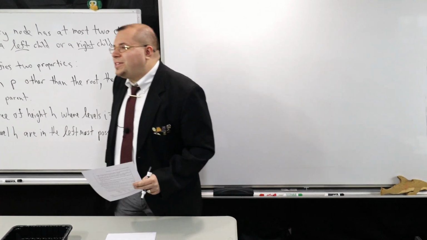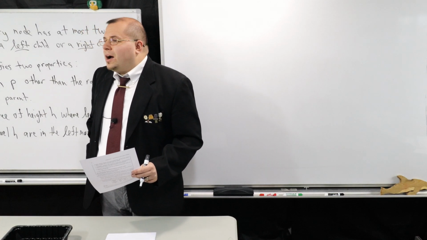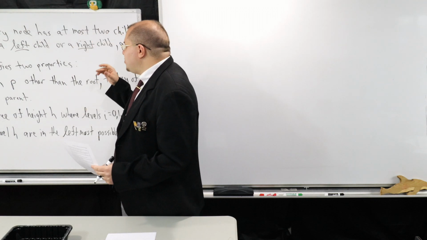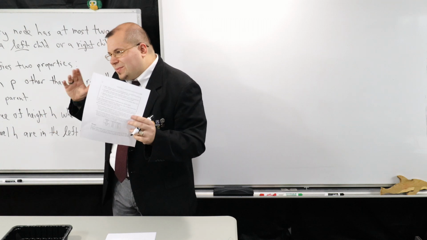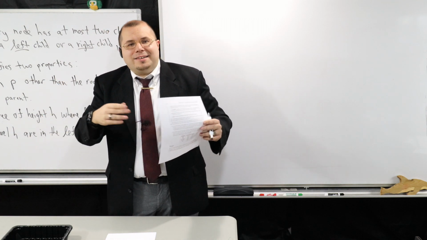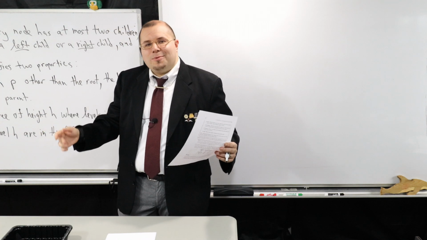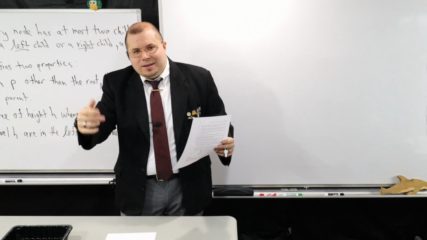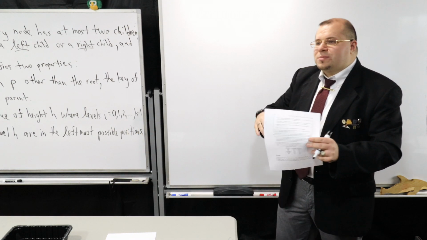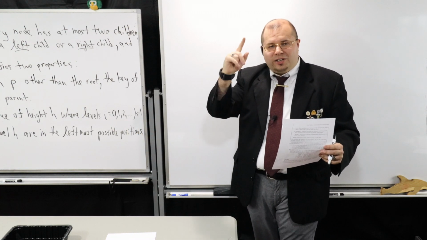Oh, question. What do you mean by the key of P? Do you mean element key? So remember, each one of my nodes in this tree is going to have an element in it. That element has a key. So whenever I refer to key, I'm referring to an element's key that's in that node. There won't be multiple elements sitting in one node. There's just going to be one.